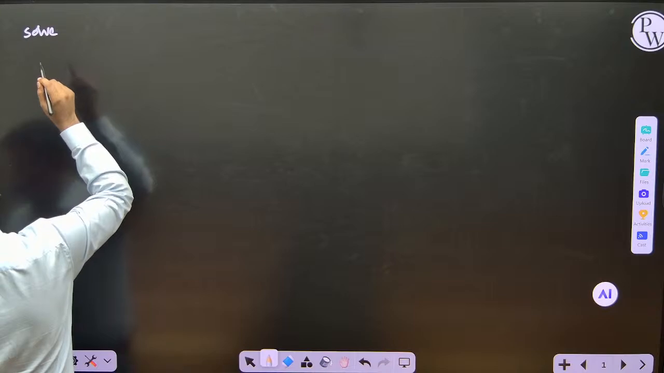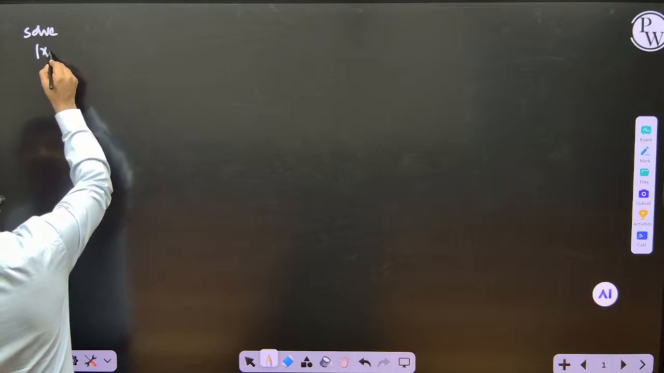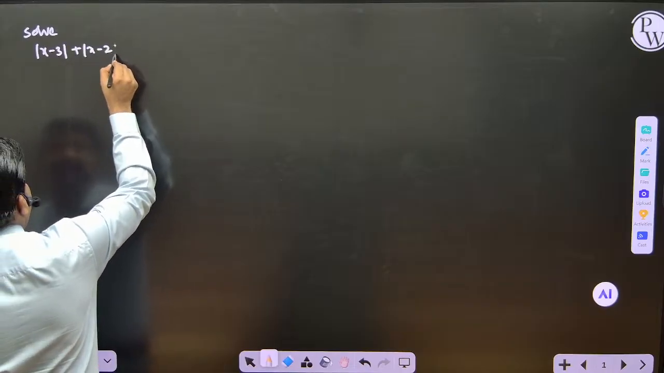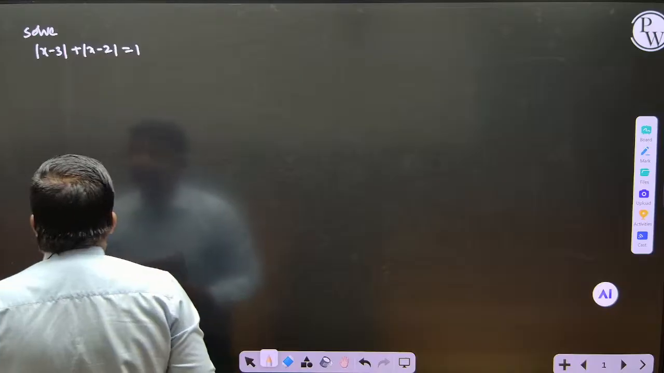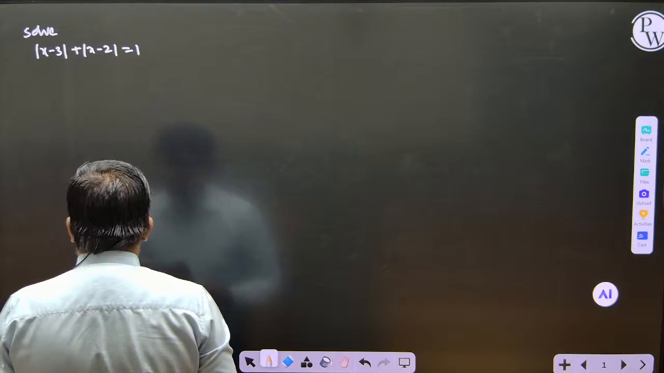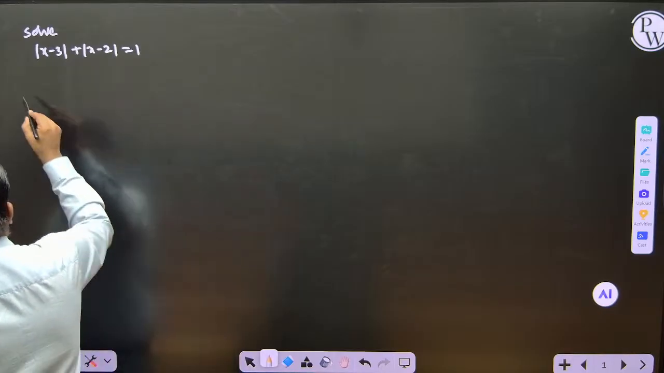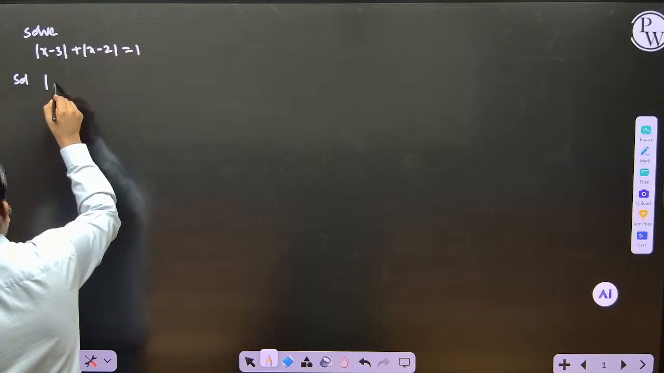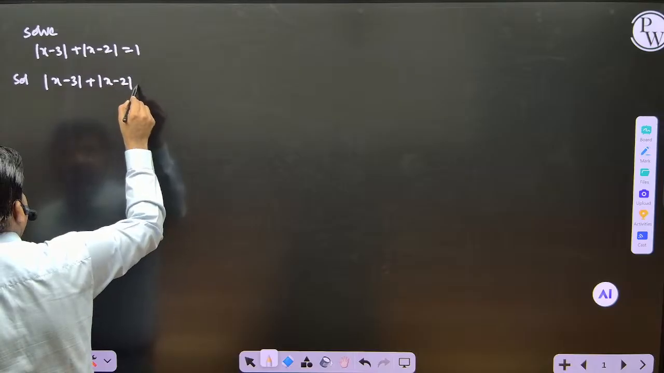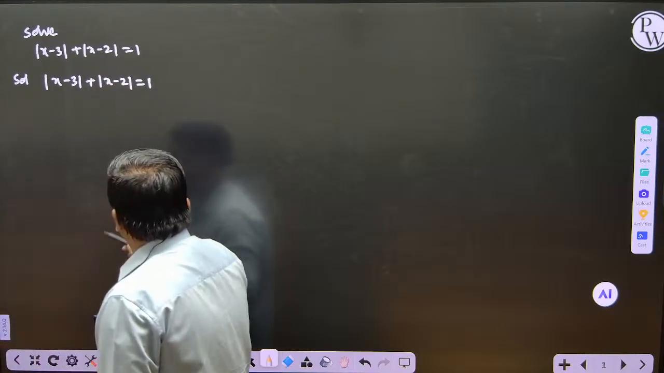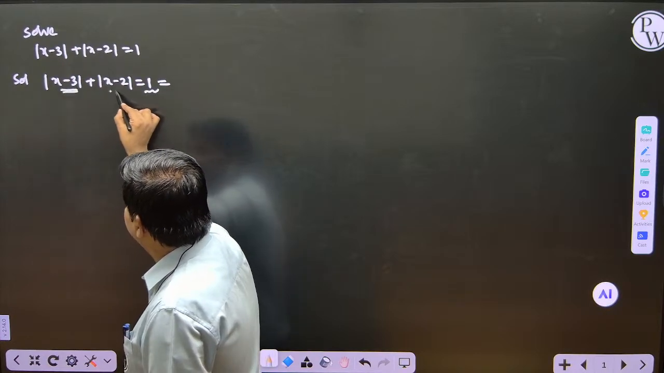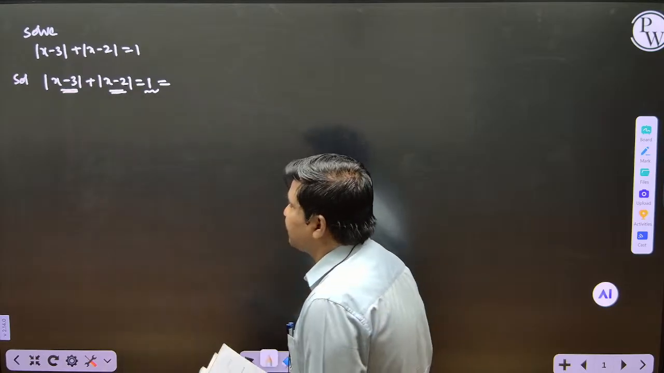Solve modulus of x minus 3 plus modulus of x minus 2 is equal to 1. Now you just look at here. This modulus of x minus 3 plus modulus of x minus 2 value is what? 1. So try to write down this 1 in terms of these two, x minus 3 and x minus 2.